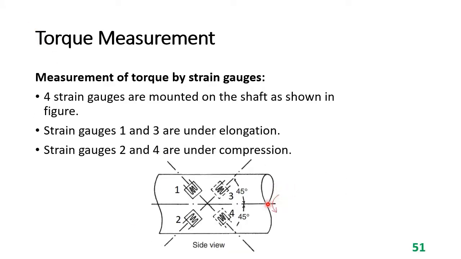When we rotate this shaft anti-clockwise, then strain gauges 1 and 3 are under elongation, and strain gauges 2 and 4 are under compression. So the resistance of strain gauges 1 and 3 will increase, and the resistance of strain gauges 2 and 4 will decrease.